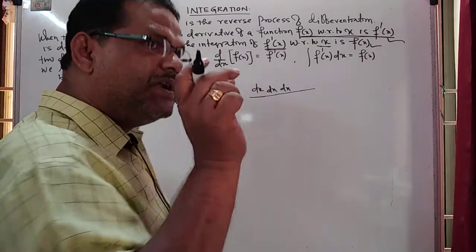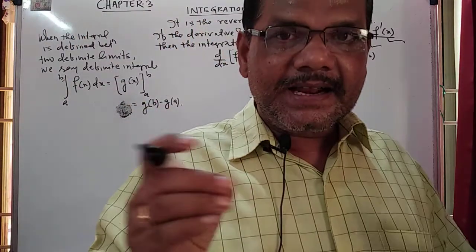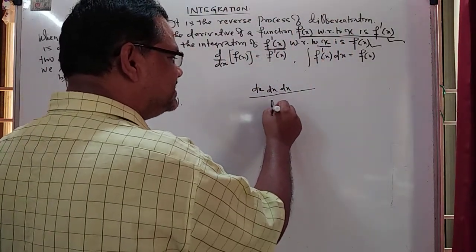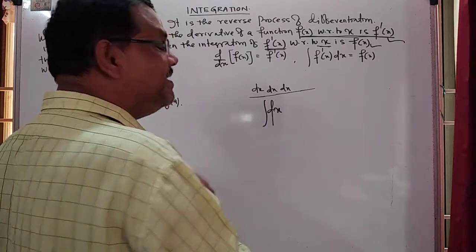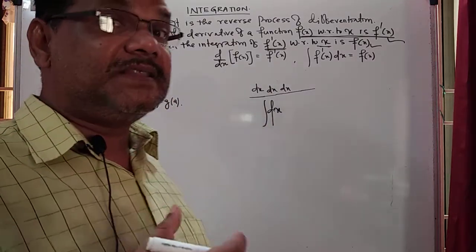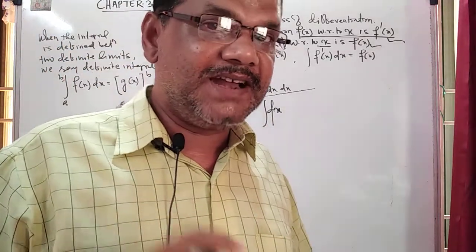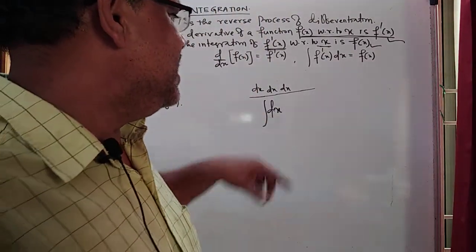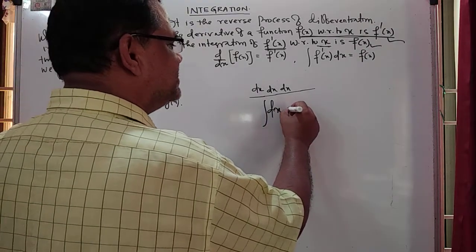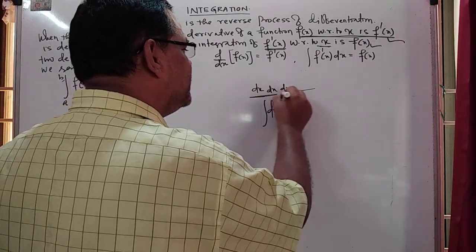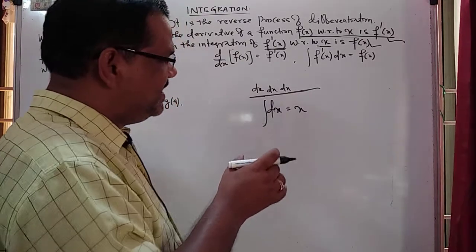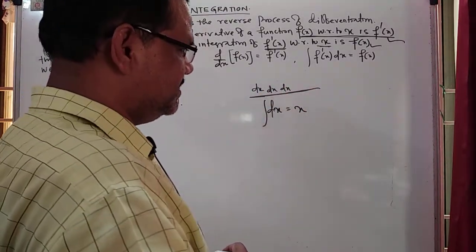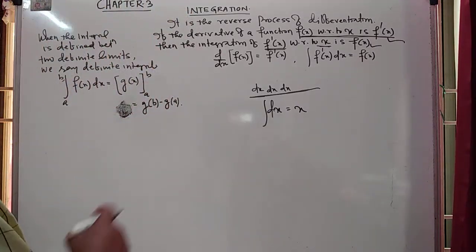If the small lengths are added, you can represent it as the integration of dx. You are simply adding. Integration is the method of summation. According to that definition, we can write the integration of dx, and the integration of dx gives x, meaning the total length. We are integrating dx and we get a length x. This is the meaning of integration. So integration is the method of summation.